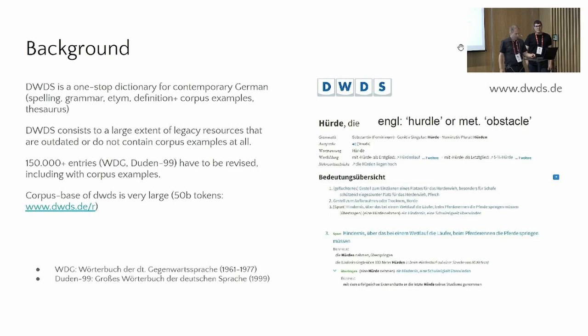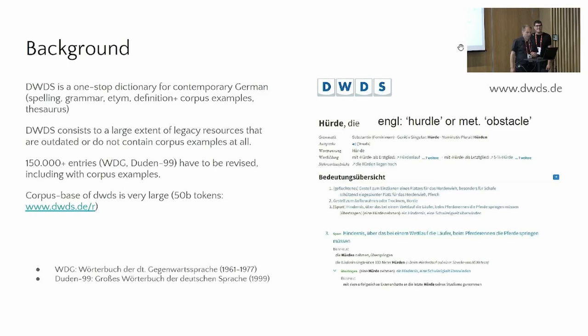On the other hand, we have a large corpus base of 50 billion tokens. The link you can see here. And also the references of the two dictionaries with the dates are here. And that's what an entry looks like. I will take it afterwards as an example.